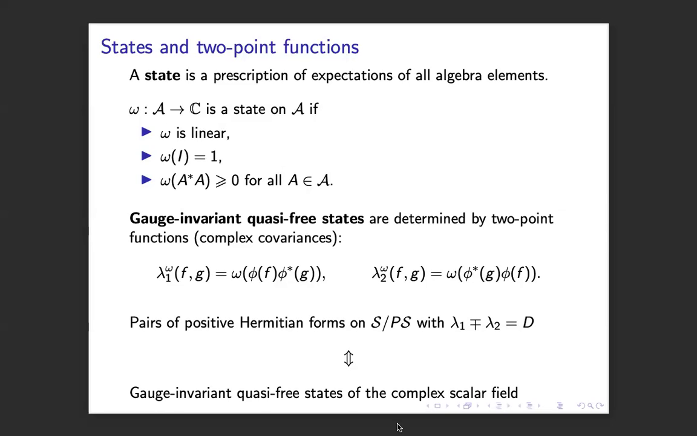Yeah, but at this point I'm not going to go too much deeper in this direction. I'm just going to say that constructing these kinds of states is equivalent to constructing pairs of positive permission forms that satisfy the commutation. Instead of constructing states, you can construct two-point functions.